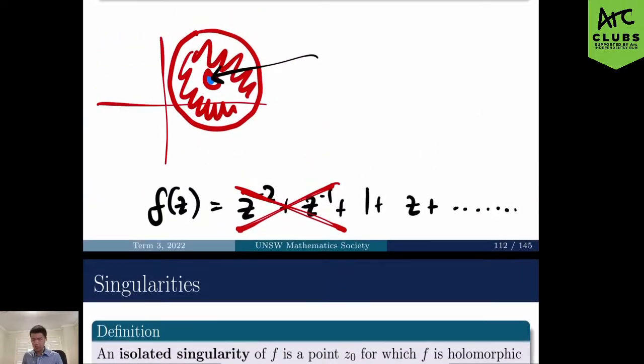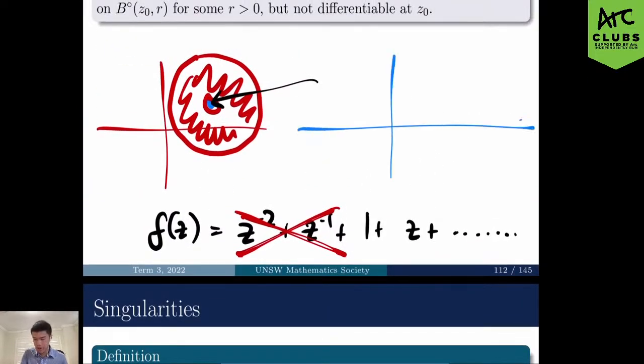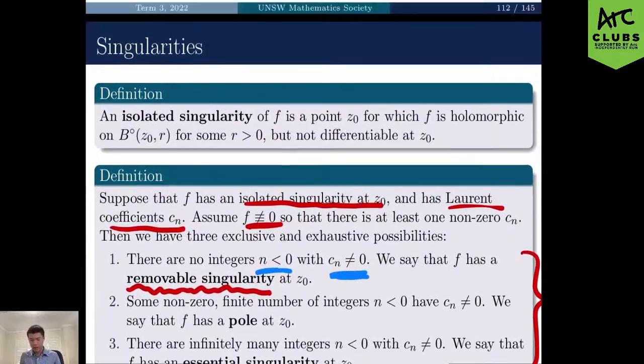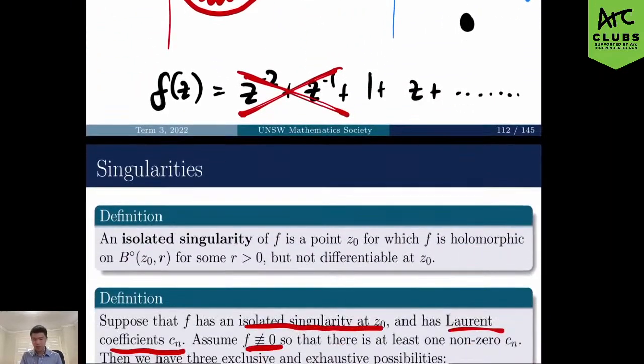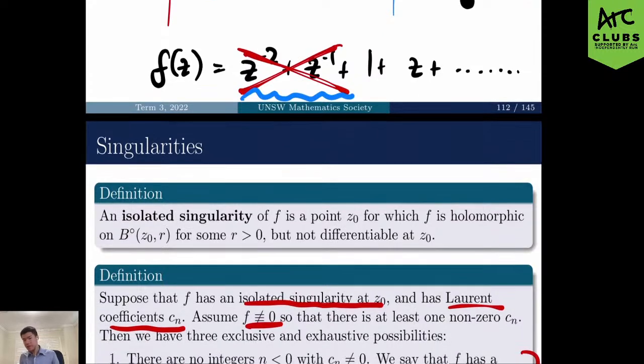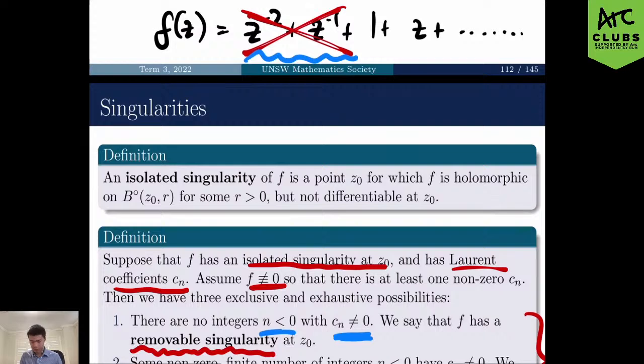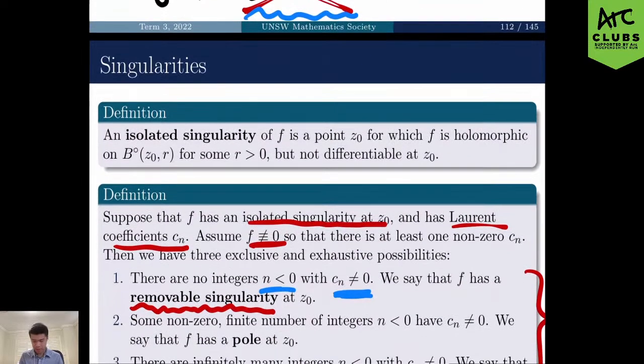So if you recall from real analysis, we also had this concept. If you've got a function, it's fine everywhere, except one point it just screws up. Well, that's actually pretty easy to remove. You just define a new function where the new value of the function at this point is equal to this. And so that's the same concept in complex analysis. If when you do the Laurent series, you don't get any negative terms, then that means that you can actually just very easily define the function at that new point. And then you'll remove the singularity.